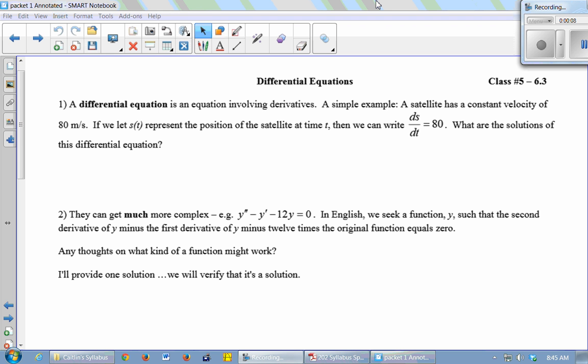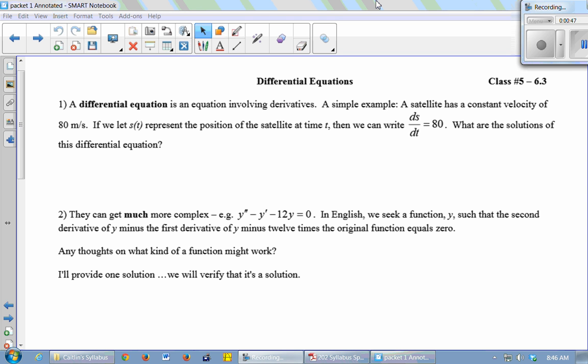Okay. We're going to talk about differential equations today. This is class 5, section 6.3. A differential equation is an equation that has derivatives in it. A simple example would be a satellite that has constant velocity of 80 meters per second. If you let s of t represent the position of the satellite at time t, then we could write ds/dt equals 80, because velocity is the derivative of position. This is a simple differential equation. It's an equation that has a derivative in it.